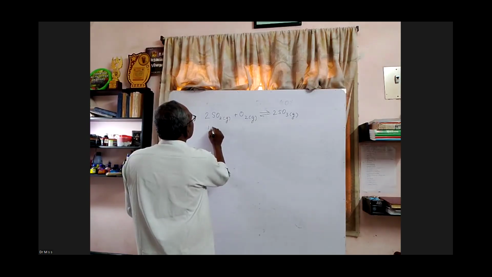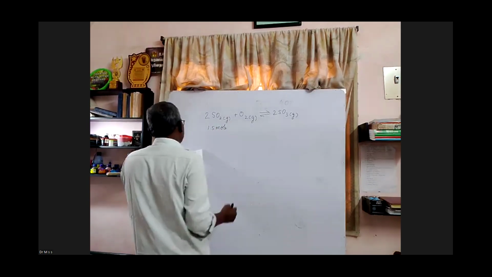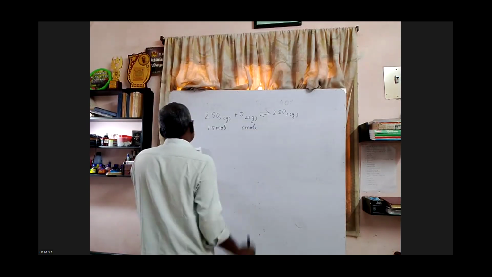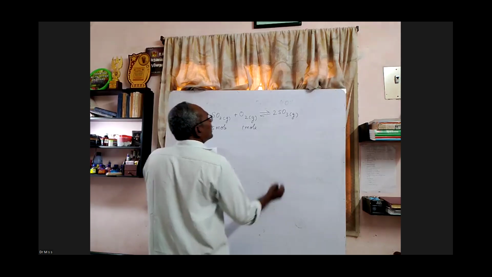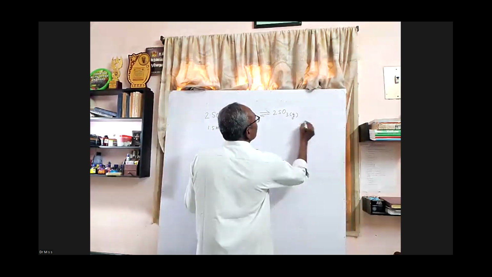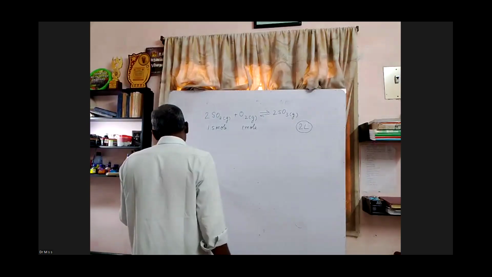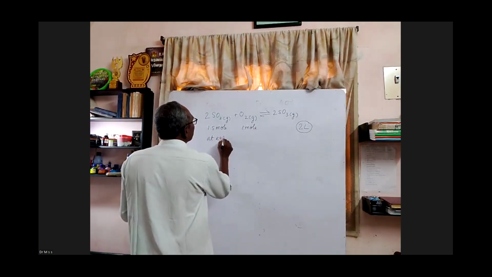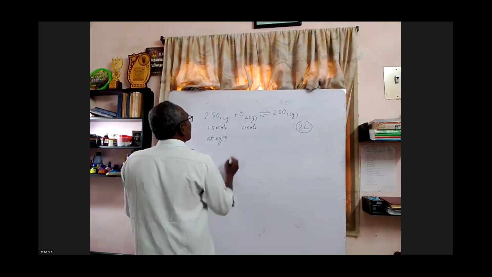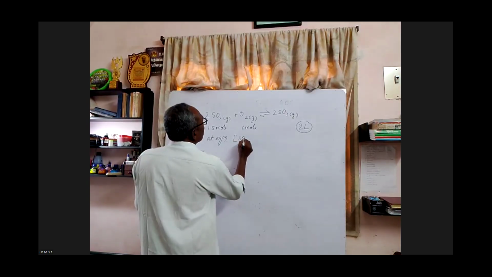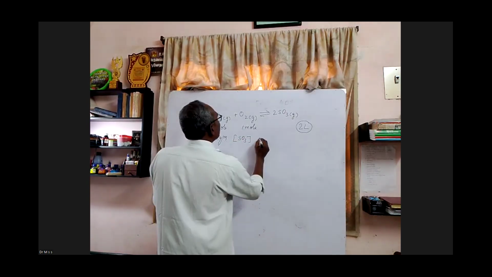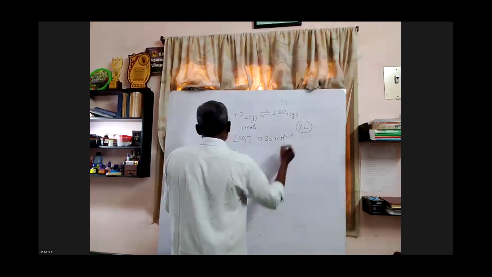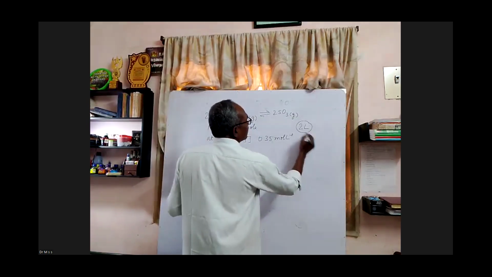1.5 mole of SO2 and 1 mole of oxygen are taken in a container of volume 2 liter. At equilibrium, watch closely, at equilibrium, the concentration of SO3 was found to be 0.35 mole per liter. Calculate the value of Kc.